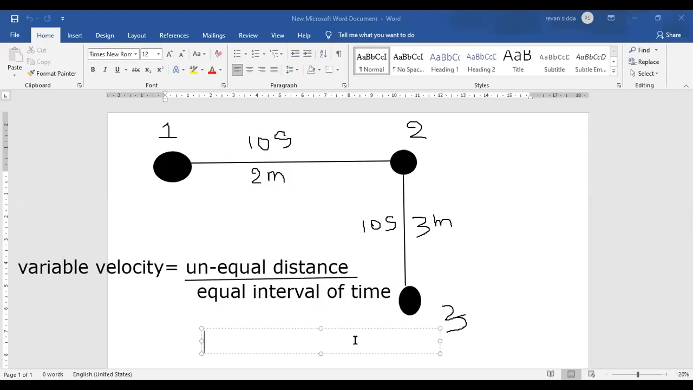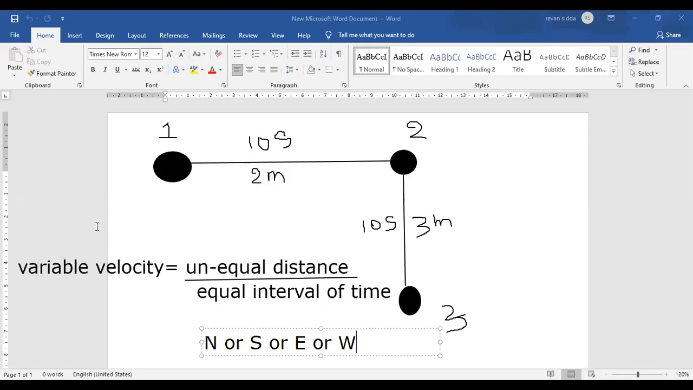It may be north, it may be south, it may be east, it may be west. Variable velocity is unequal distance in equal interval of time in a specified direction. Then it is called variable velocity.